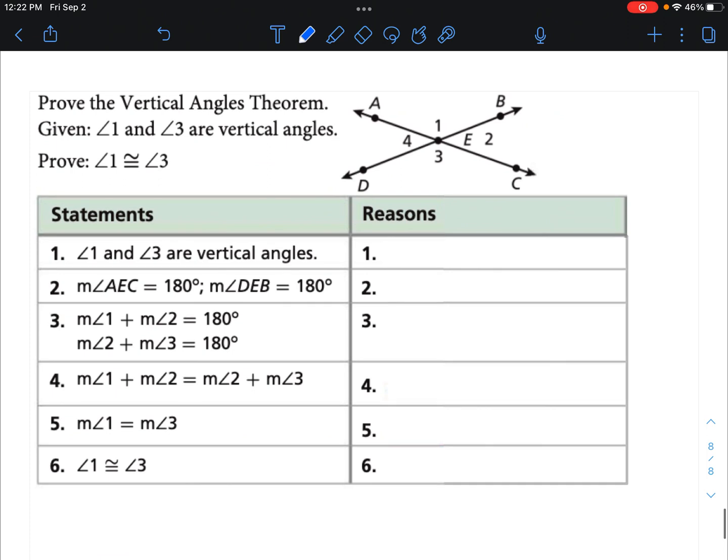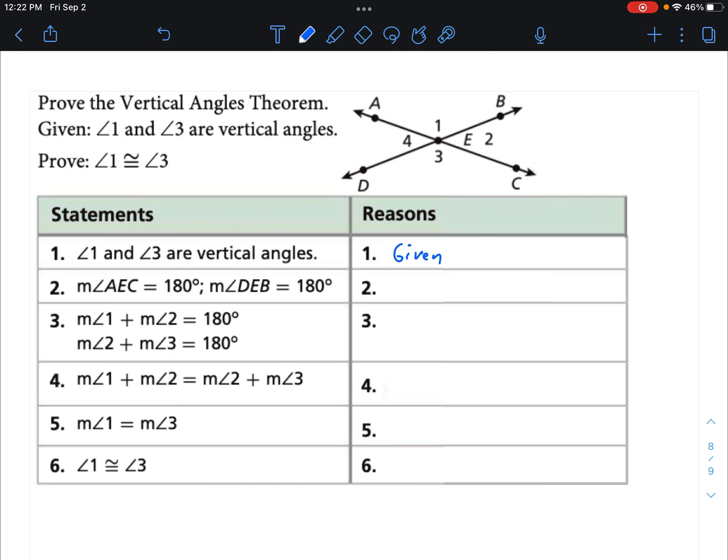Last one today. Prove the vertical angle theorem. Given that 1 and 3 are vertical angles, so you started that with number 1, that's going to be given. We want to prove that angle 1 and 3 are congruent, which is what we said from the theorem, that vertical angles are congruent. So let's work on proving that.